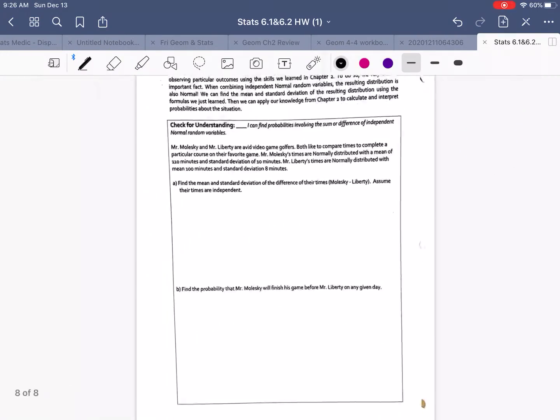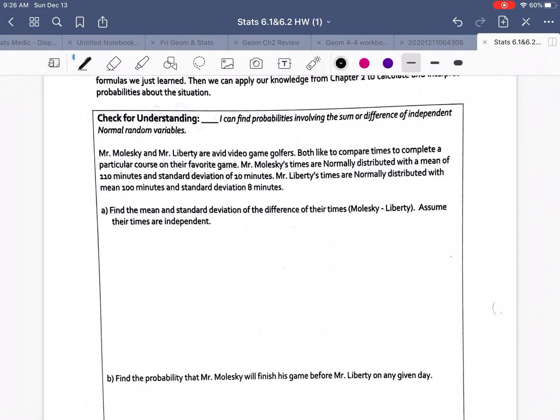Nice. Okay, last one, right? Yep, that's my last one. Mr. Mosley and Mr. Liberty are avid video game golfers. Both like to compare their times. Mosley's time is normally distributed with a mean of 110 and a standard deviation of 10. Mr. Liberty's is normally distributed with a mean of 100 and a standard deviation of 8. Find the mean and standard deviation of their differences, Mosley minus Liberty, and assuming their times are independent, which would be important there.